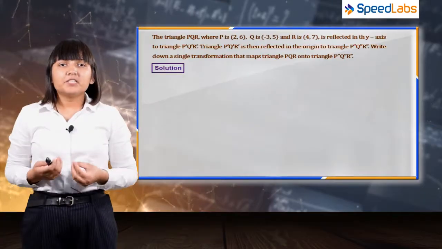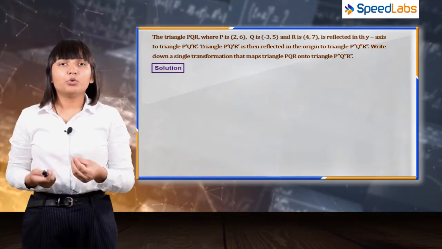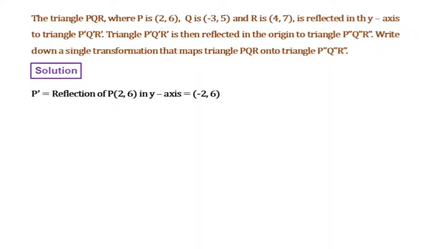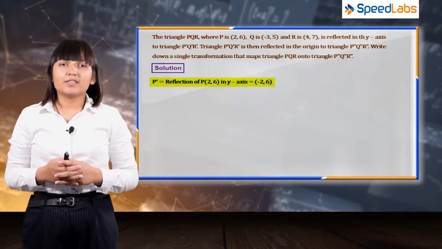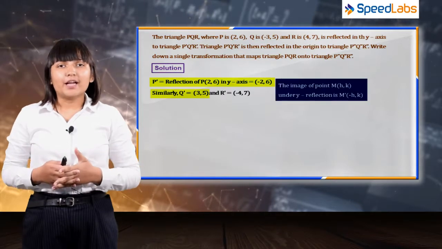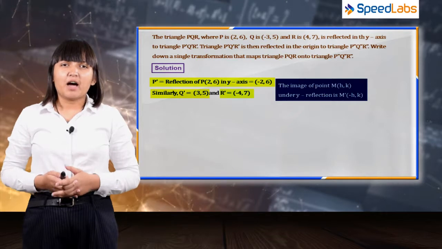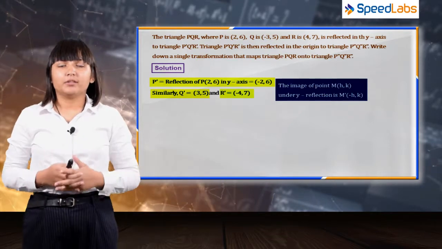So let's first find the coordinates of P dash, Q dash and R dash. We know that when we reflect a point in the y-axis, then only the x coordinate changes its sign and the y coordinate remains the same. So the coordinates of P dash are (-2, 6), the coordinates of Q dash are (3, 5) and the coordinates of R dash are (-4, 7).